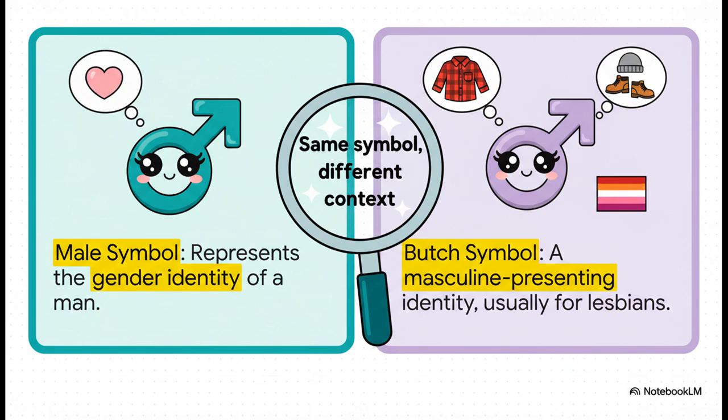Look at this. On the left, the male symbol is about a gender identity. But on the right, the Butch symbol is about gender presentation, a masculine identity often, though not always, used by lesbians. Historically, butch women faced police brutality for breaking laws that actually criminalized women for not wearing female clothing. And today, they are often the targets of anti-trans bathroom laws, even though many are cisgender women. It's the same symbol, but a totally different context and a totally different struggle.